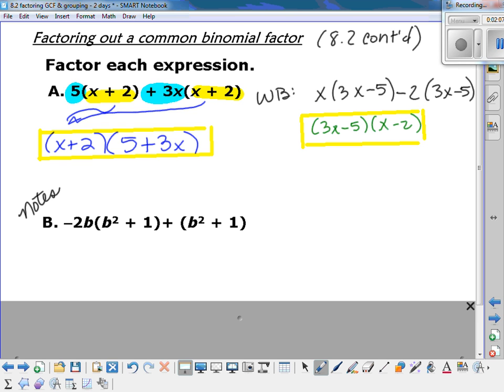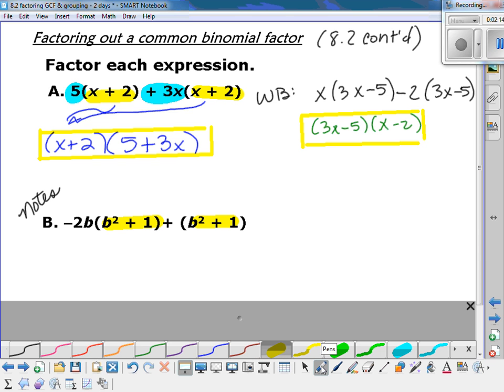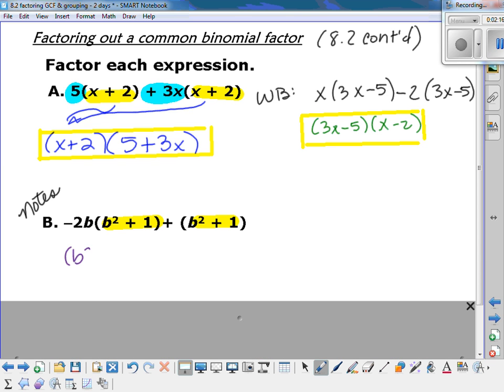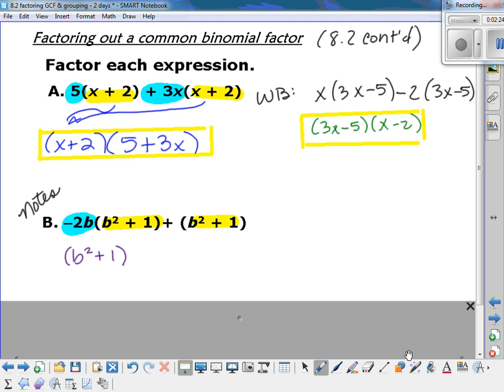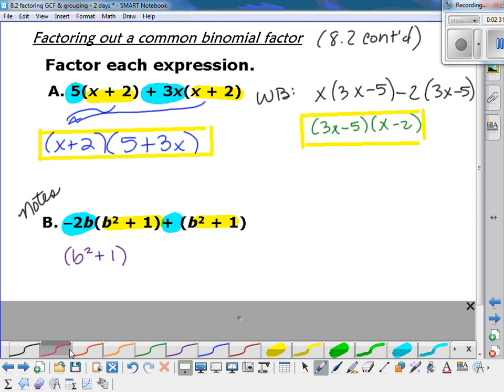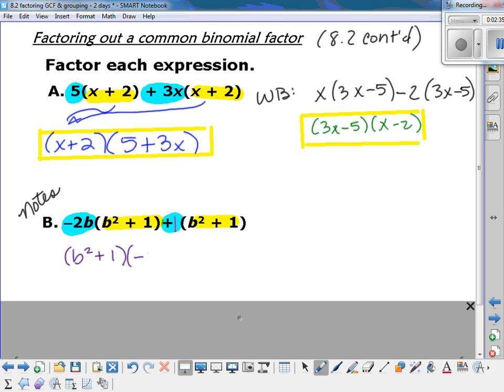On this one, they both have a b squared plus 1, right? So I'm going to take out the b squared plus 1. But what I notice is I have a negative 2b, but then there's nothing there. So we assume it's a 1. Very good. So then what's in my second parentheses would be negative 2b plus 1. Okay?